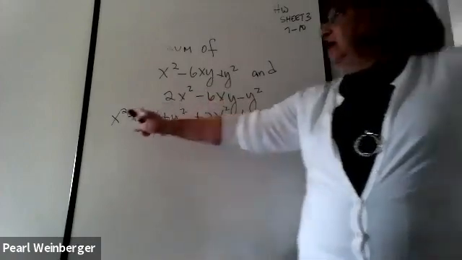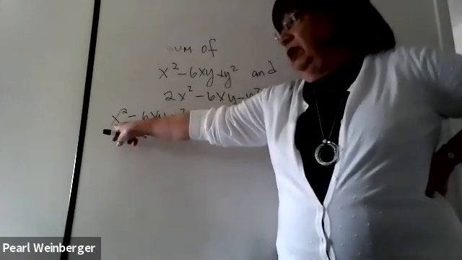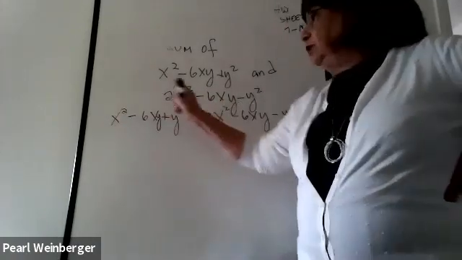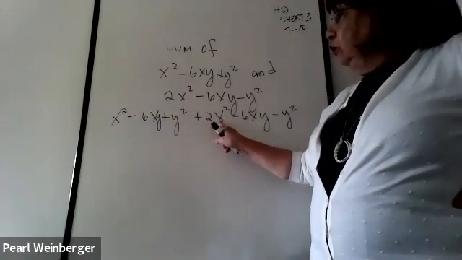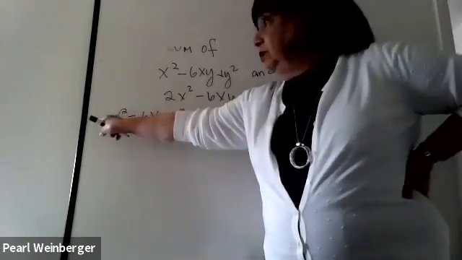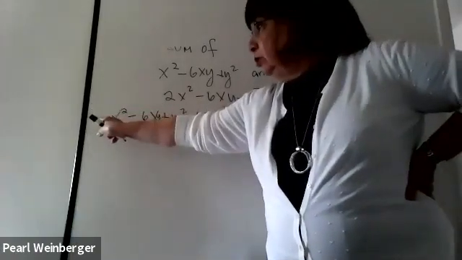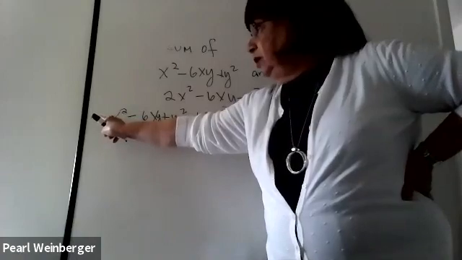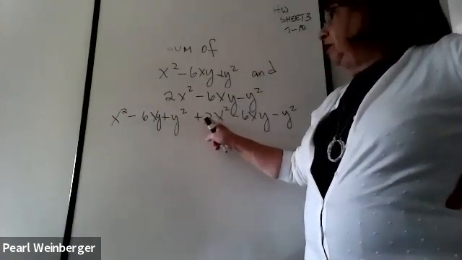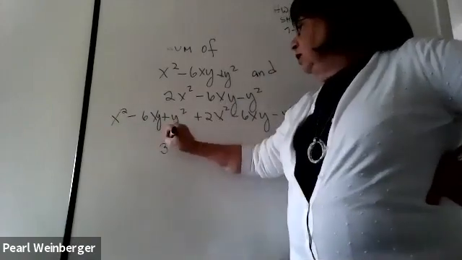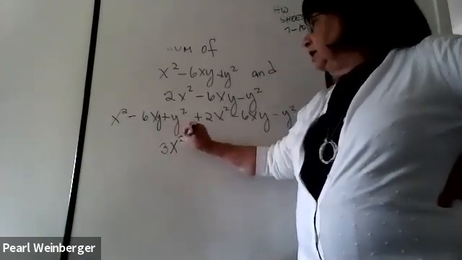So if I have an x squared here, the only thing that's going to be like it is something that's just another plain x squared. Well, there's an x squared and a 2x squared. Notice when there's no number in front, it's understood to be a 1. So the coefficient here is 1. The coefficient here is 2. When we add 1 plus 2, that gives us 3. So my first term is 3x squared.